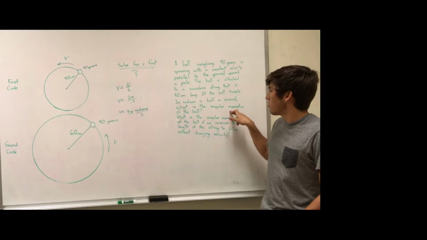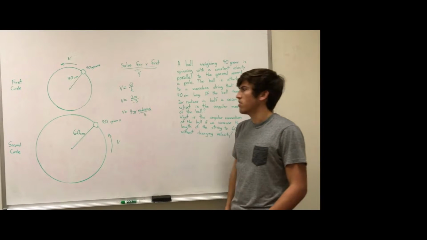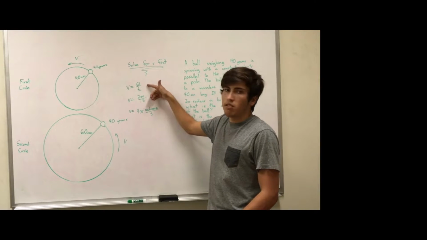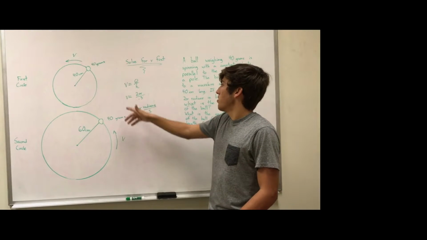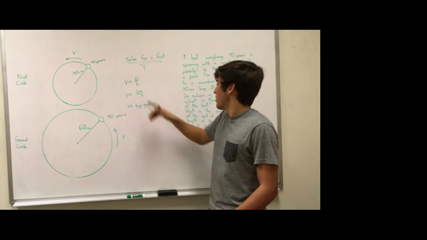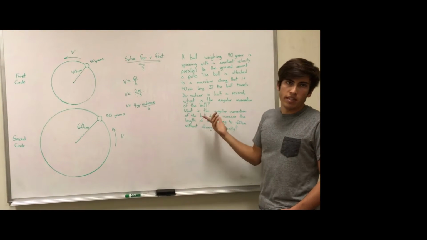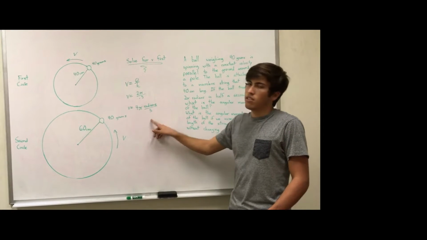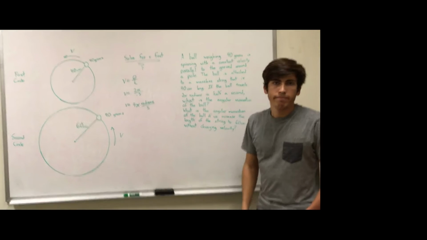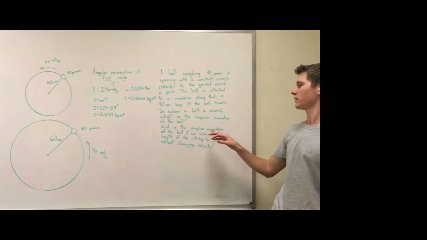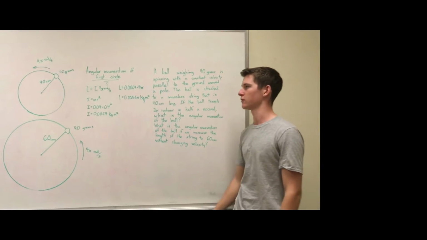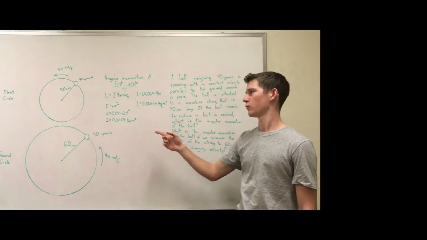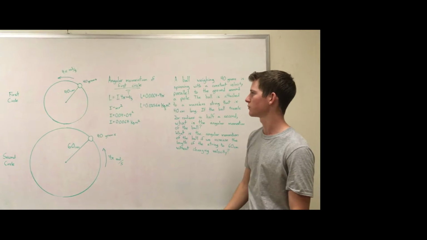So in order to solve these two problems, first we have to find velocity. And for solving for velocity, we take the angle divided by time. It travels 2 pi radians in half a second, so we divide that by 0.5, and we find that the velocity is 2 pi radians per second. So to find the angular momentum of the first circle, we multiply I, which is the moment of inertia, times the angular speed, which we already calculated was 4 pi radians per second.